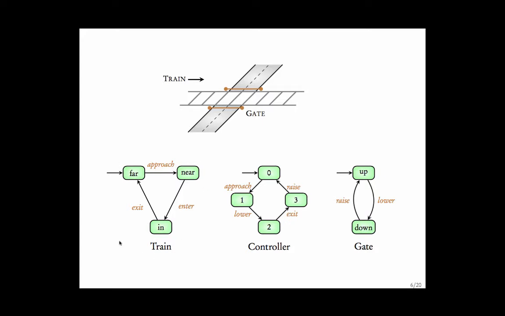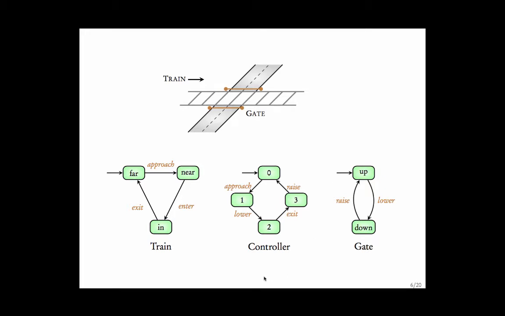So let's start with the train. So the train is initially far. That's denoted by this far state. When it's approaching close to the crossing, it sends a signal approach and comes to the state near. This means that it is near the crossing, and then it sends the signal enter and gets into the crossing. That's when it is in the in state. When it's sufficiently outside the crossing, it will say that it has exit and it will go to the far state again. Okay, far, near, in, again far.